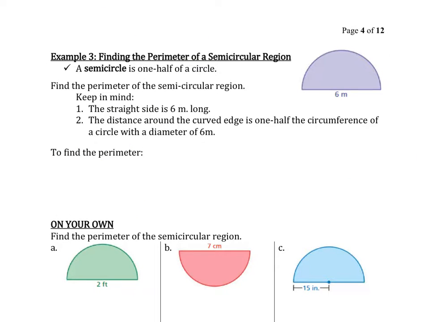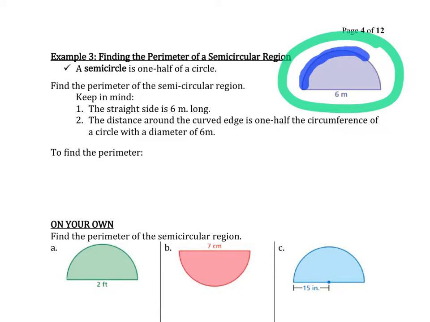Last up, we have the perimeter of a semicircular region. So you can see on the side here, we have what looks to be a half circle looking object, and they want us to find the perimeter. Now, you have to keep in mind that not only is a semicircle half of a circle, but when you're looking at the perimeter of it, remember, perimeter deals with the outside of the entire shape. So not only do we have the outside curved part, we also have this straight portion, which does count as the outside of the shape itself.